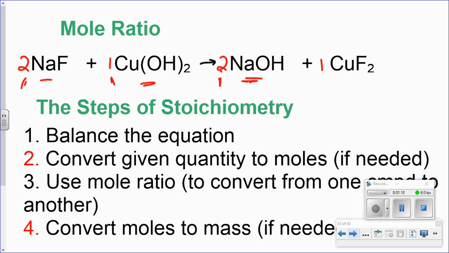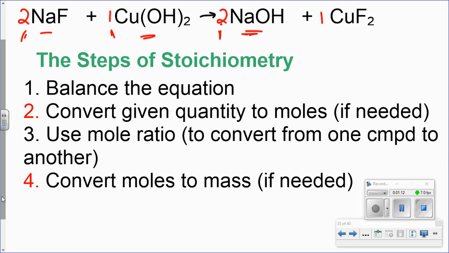The steps to stoichiometry are right here. And this is very algorithmic. If you can follow these 4 steps over and over and over again, you'll be just fine. Think of it as a checklist or a roadmap. I don't care how you think of it, just these 4 steps are always important, or what you use.